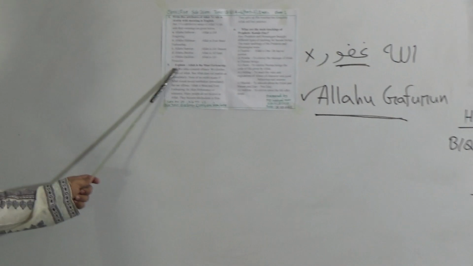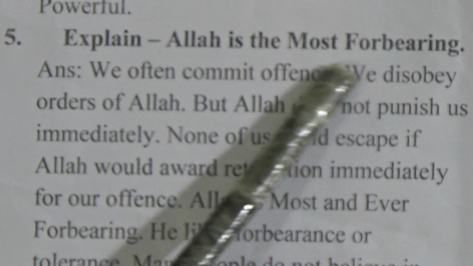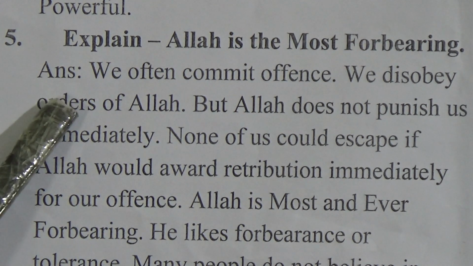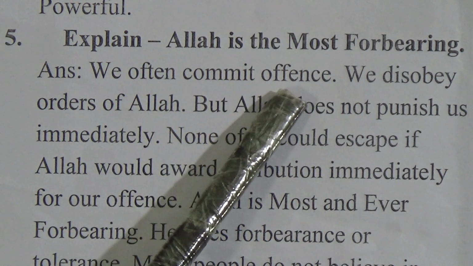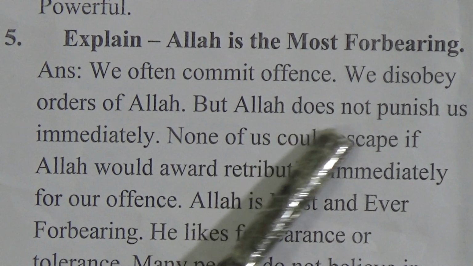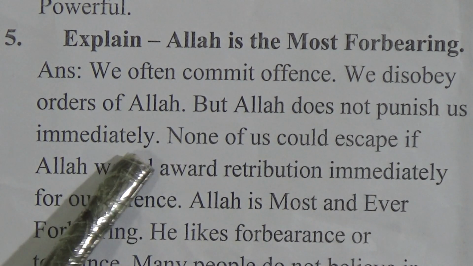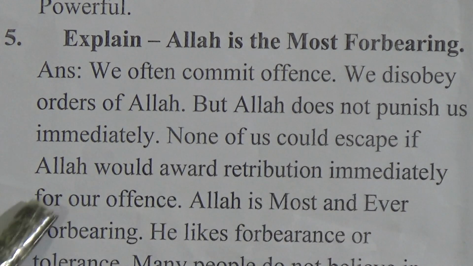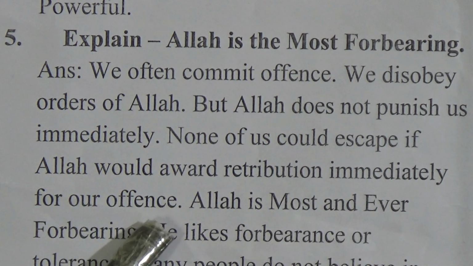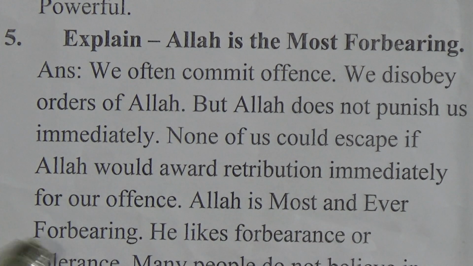Now question number 5, explain: Allah is the most forbearing. So Allah is the most forbearing. This is one of the attributive names of Almighty Allah. You have to explain how Almighty Allah is forbearing with us, with the human beings. Answer: we often commit offense. We disobey orders of Allah, but Allah does not punish us immediately. None of us could escape if Allah would award retribution immediately for our offense. Allah is most and ever forbearing.